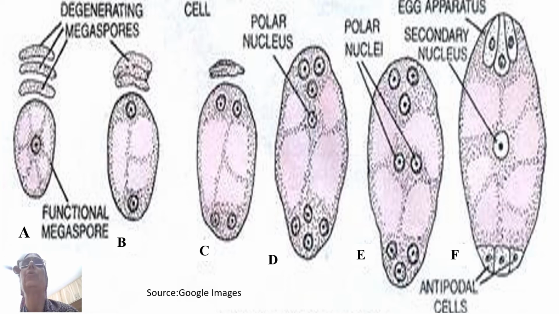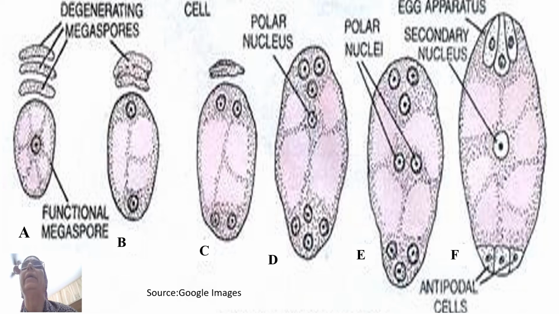Now after some time these nuclei get organized, cytokinesis takes place and cells are formed. These three form the egg apparatus towards the micropylar end, and these three at the other end will later form the antipodal cells. The two nuclei from the two poles come to lie in the center. Since they are coming from the two poles, we call them the polar nuclei. All the nuclei are haploid. All the cells formed are haploid.